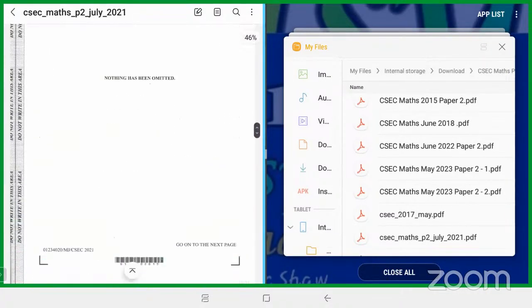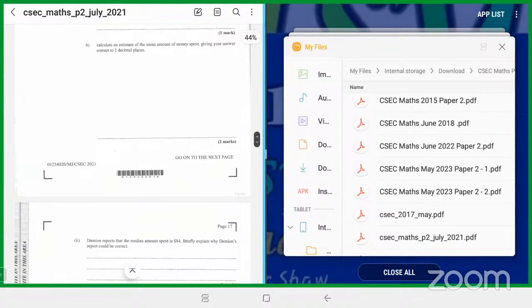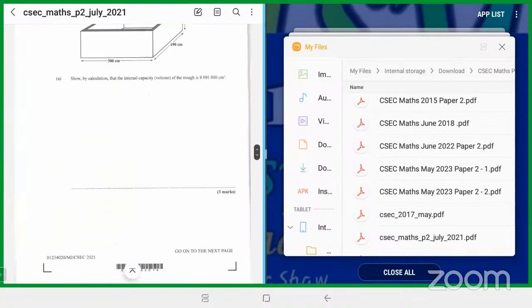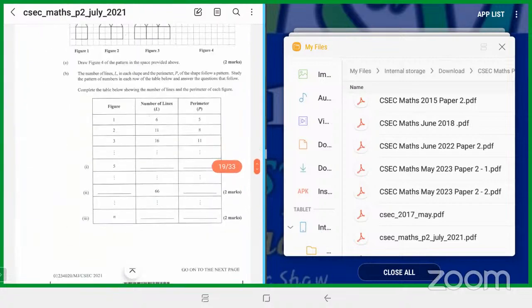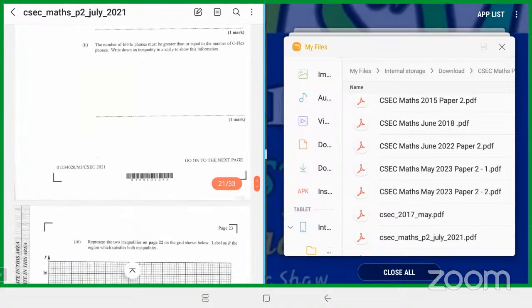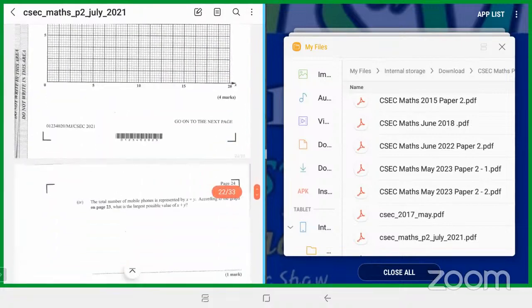So all these questions and all these parts, we're going to do every single one of them. I'm telling you from now. We're going to do every single question in all these past papers you see I'm putting up here. It's just a matter of when.